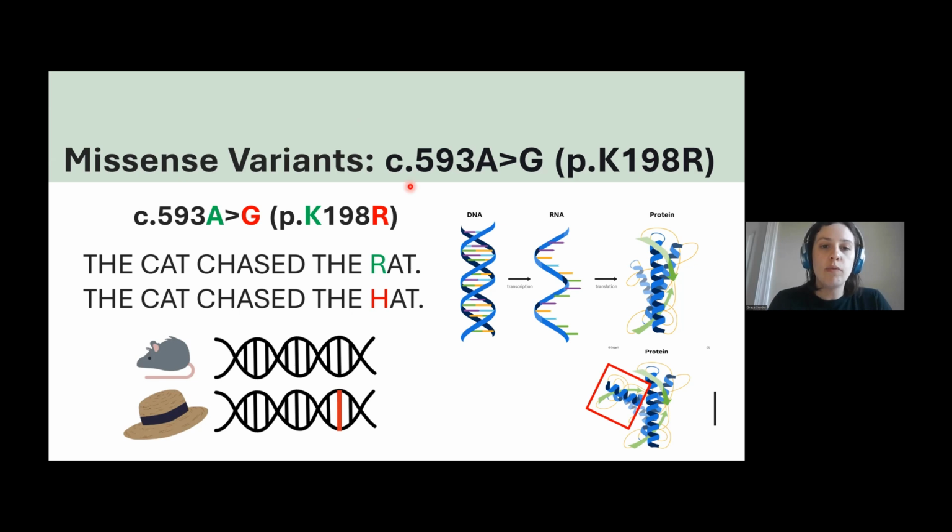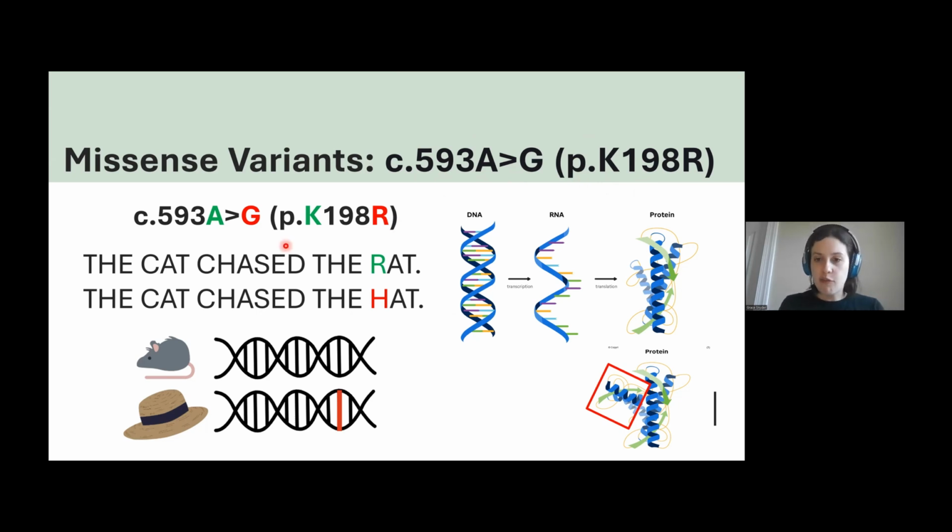And this whole text here is the name of the variant that you might see on a genetic test report. And this actually has 2 parts to it. So the first part is this C.593A to G part. And what that is referring to is the change in the letter in the DNA that is occurring. The second part, P.K198R, is the same thing essentially as this part, but it's just referring to the change that's happening in the protein part. That's what the P stands for.